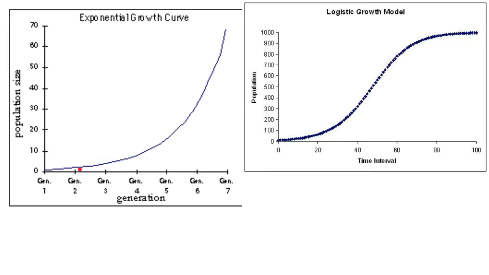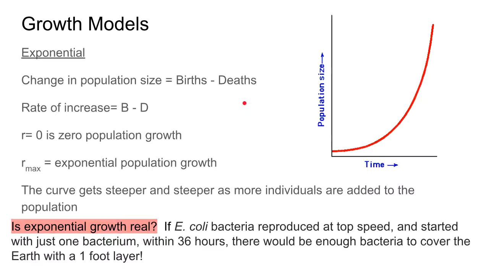So we often see different types of growth curves. We have exponential and we have logistic. So a lot of times logistic is called an S curve and exponential is called a J curve. With these growth models, we're going to first look at exponential growth. So ultimately, if a population is changing in size, you figure that out by births minus deaths. If more are being born than are dying, your population is going to increase. If more are dying than are being born, your population is going to decrease.